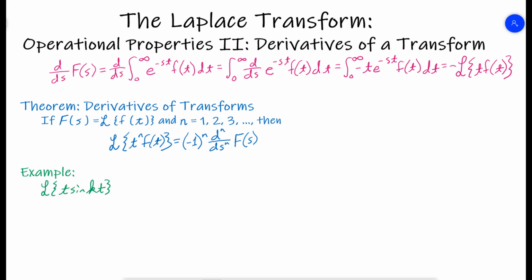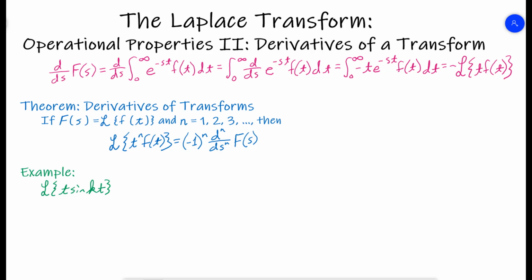So let's take a look at how that applies with an example. We're going to look at taking the Laplace transform of t sine of kt. Now you might note that if we were to take this transform using the definition of the Laplace transform, we'd have some integration by parts to deal with, and we'd have like 3 different functions going on, so it would take multiple iterations of that. It'd just be a pain. So instead, let's use this theorem to help us out.